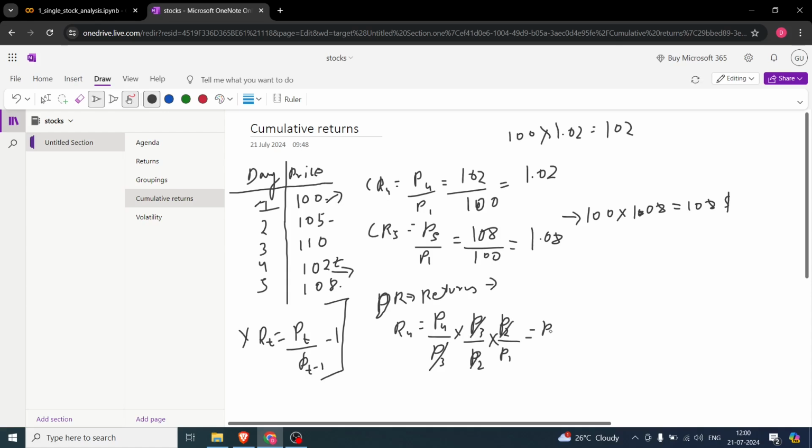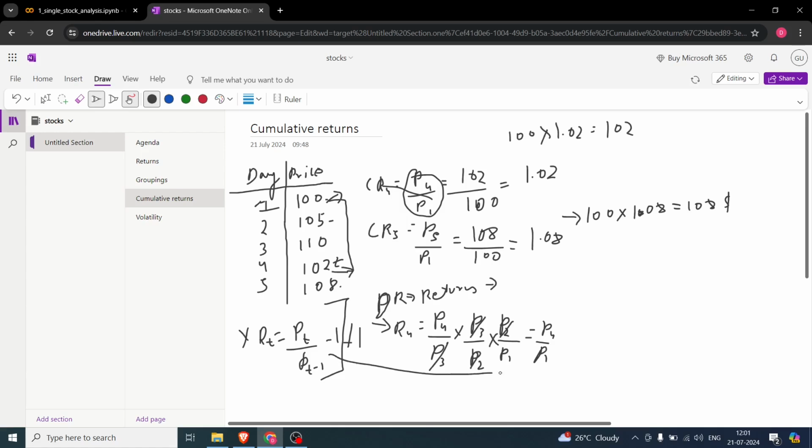This will ultimately be P4 by P1, right? Which is over here, as you can see, P4 by P1. So either you calculate directly, which we do so that it is easier to understand, or you do it like this, which we are going to implement. So how can we change this formula? Can't we add +1 to this?